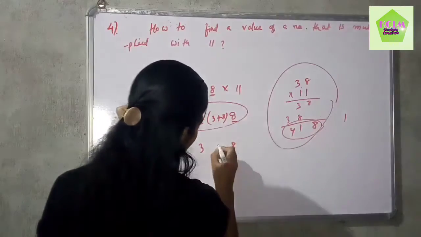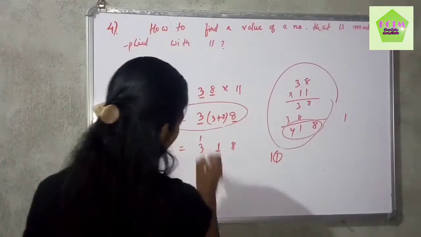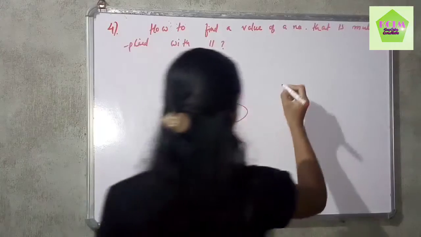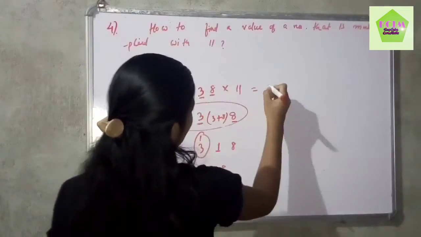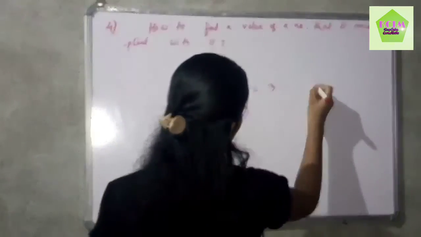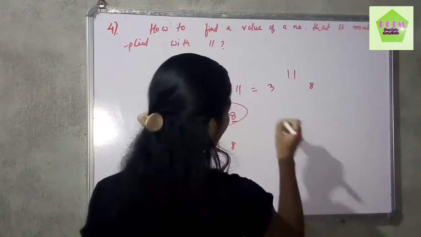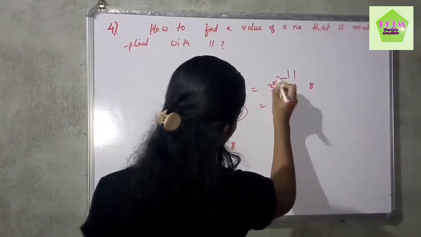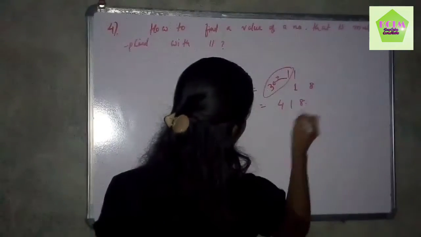But here it will not be 11. Here it will be 11's second digit, 1, and the remaining 1 is added here. So the result will be 418. I repeat the trick again: first of all you write this 3 here and this 8 here, then add these two numbers, then it will be 11, no doubt. But here the second digit comes and the first digit adds here, so it will be 418.